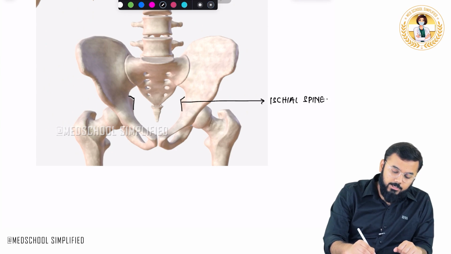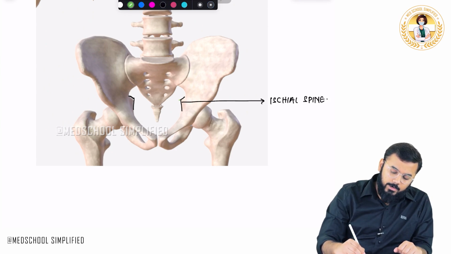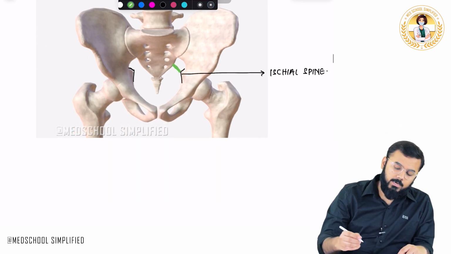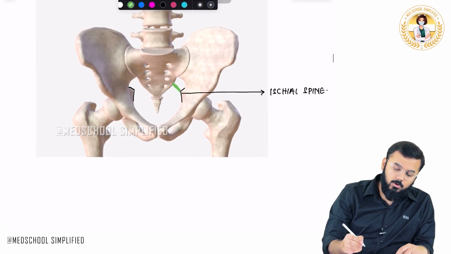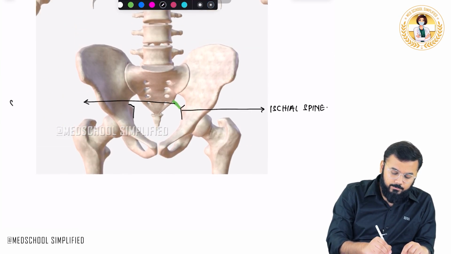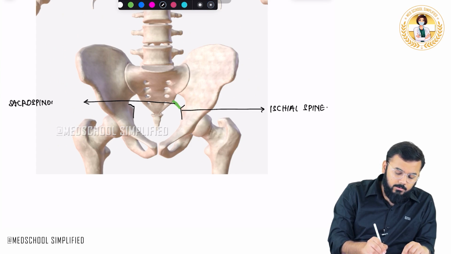Now attached from the ischial spine to the sacrum bone, you have a ligament like this. This particular ligament is called the sacrospinous ligament.